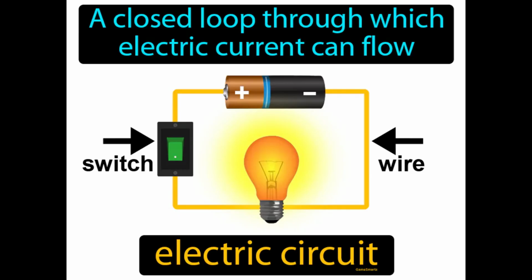A closed loop through which electric current can flow. Electric circuit. An electric circuit is a path that allows electricity to travel from one point to another.